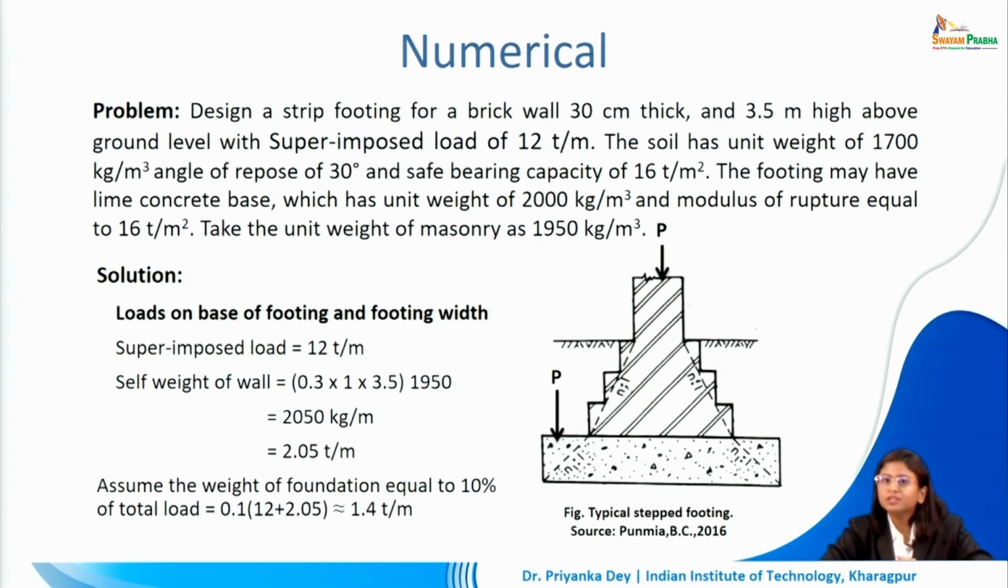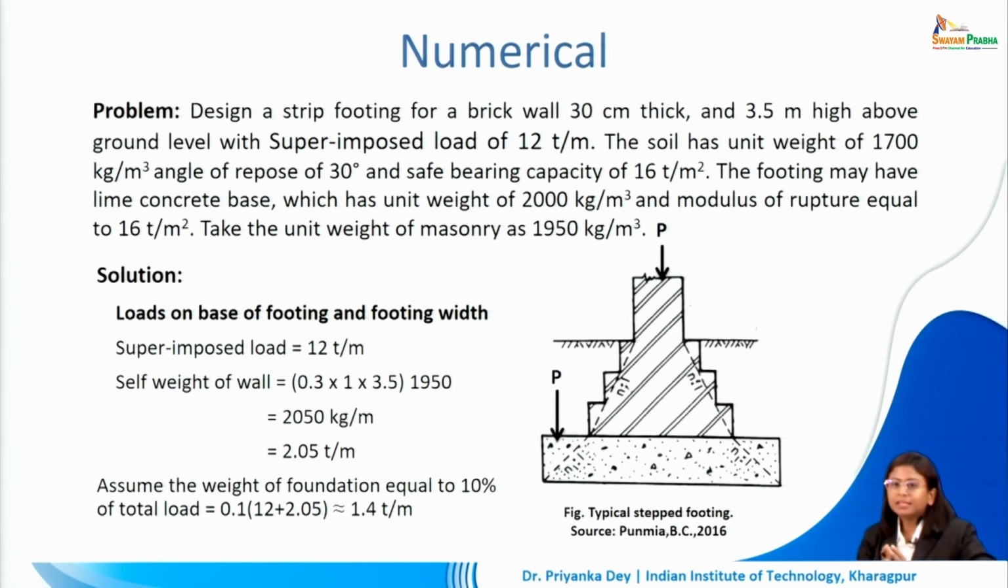The soil has a unit weight of 1700 kg per meter cube, and the angle of repose is 30 degrees depending upon the soil type. The safe bearing capacity of the soil is 16 ton per meter square, and the footing may have a lime concrete base which has a unit weight of 2000 kg per meter cube, and the modulus of rupture is equal to 16 ton per meter square. The unit weight of masonry which we are applying in the masonry offsets can be taken as 1950 kg per meter cube. So, let us go ahead and try to solve this problem.